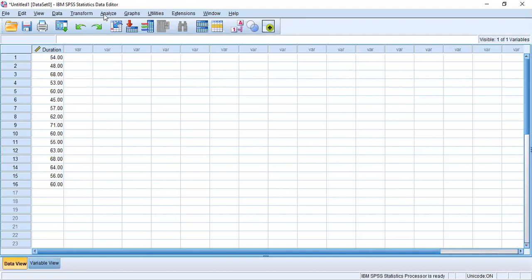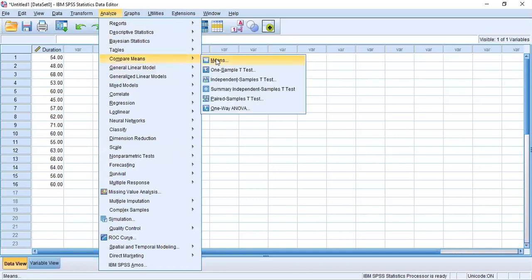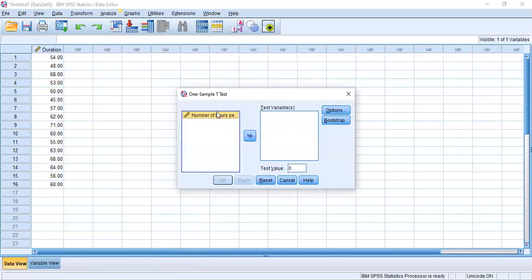So we are going for Analyze. We are clicking on Analyze, then on Compare Means. I am moving to One-Sample T Test. This is done. Now number of hours per week is the variable that is to be tested. So I click on this.